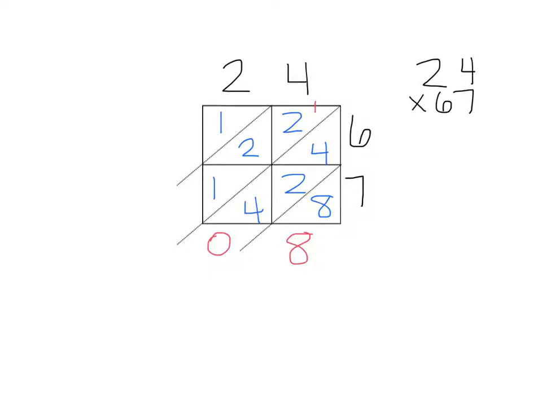Now I'm going to solve for this section of the diagonal. So 1 plus 2 plus 2 plus 1 is 6, and there's nothing to carry, so it's going to be 1. So the answer to this problem is 1,608. You can see that we read it this direction. Let's try another.